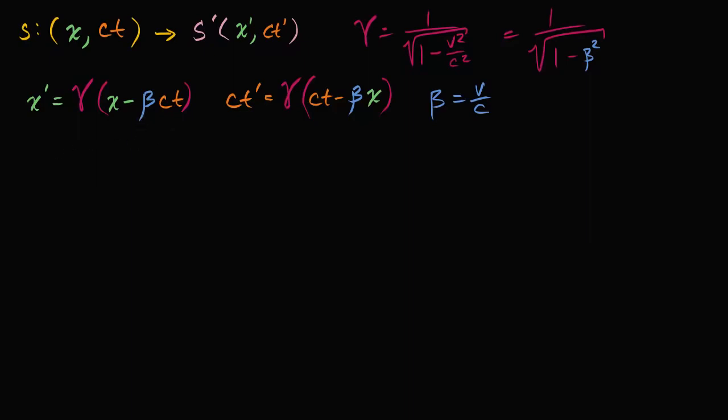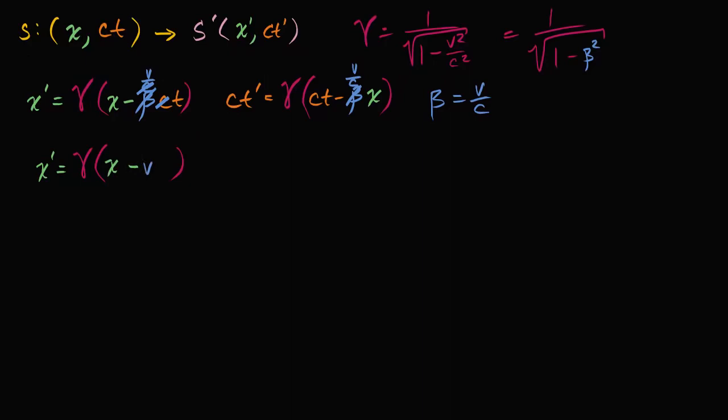We know that beta is equal to v over c. And so we have v over c times c. This c is going to cancel with that c, and so we could rewrite this as x prime is equal to the Lorentz factor, gamma, times x minus vt.